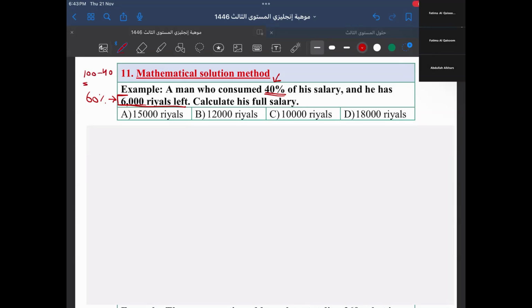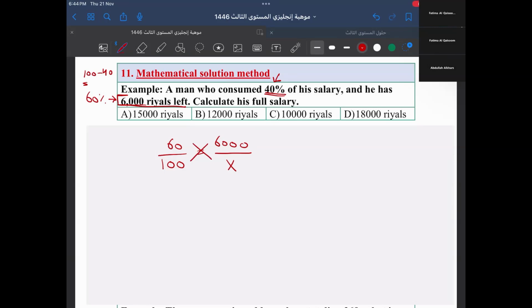Now if I want to find the full salary, what am I going to do? It's going to be 60 over 100 equals. Here we have the part above and the whole below, right? So above we're going to have 6,000 and below, x. Yes, exactly. Excellent.